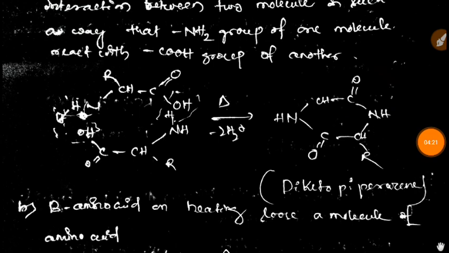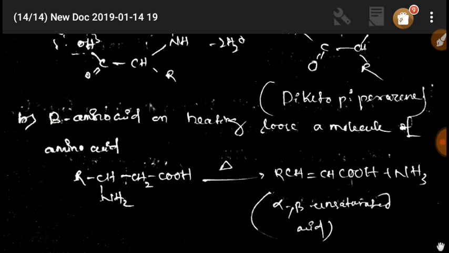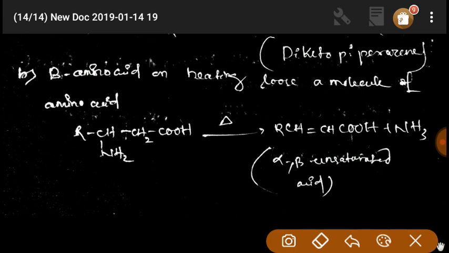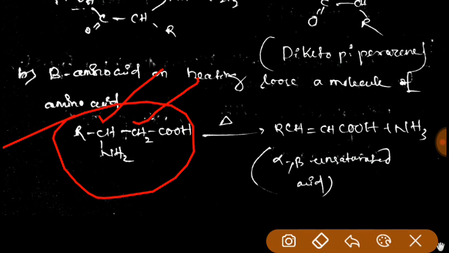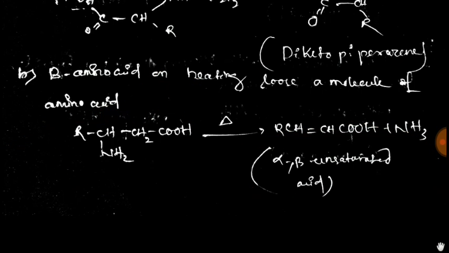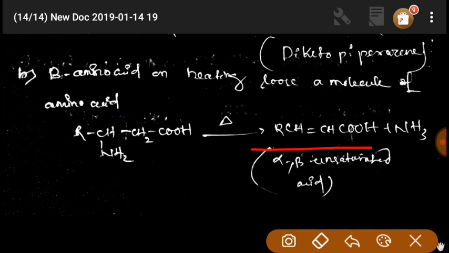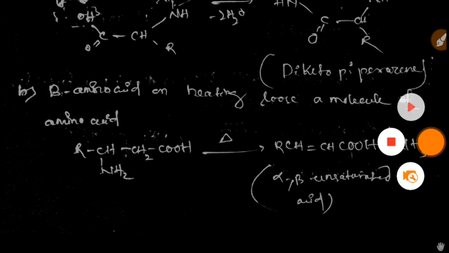Next, beta amino acid on heating loses a molecule of ammonia. This is the alpha position, this is the beta position, so it is called a beta amino acid. On heating it will give an alpha beta unsaturated acid. Okay, this is the alpha beta unsaturated acid, and at last NH3 or ammonia will form.